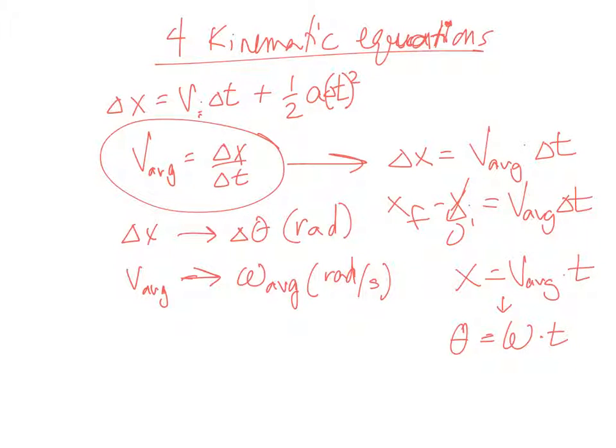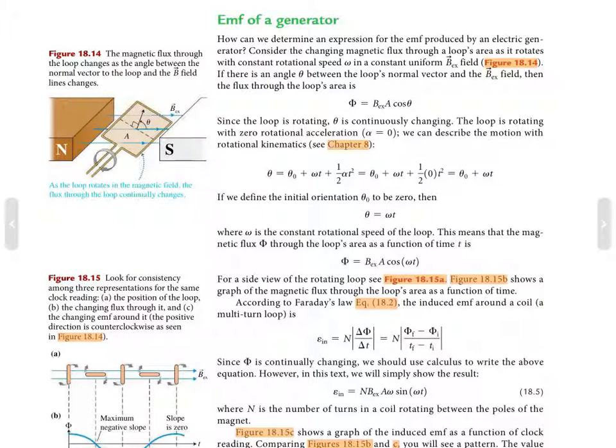Okay? So that's the equation you'll see on the page. This is a picture of a shot from your textbook, and it talks about how you can understand a little bit more about how this rotating loop, how we can describe this mathematically and better be able to understand the induced EMF caused by an electrical generator.